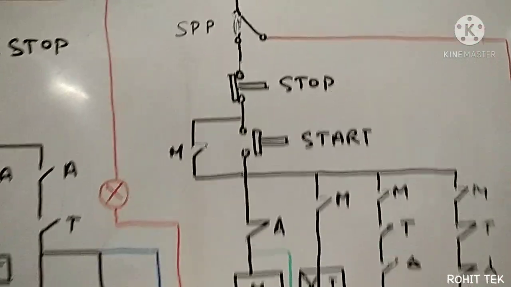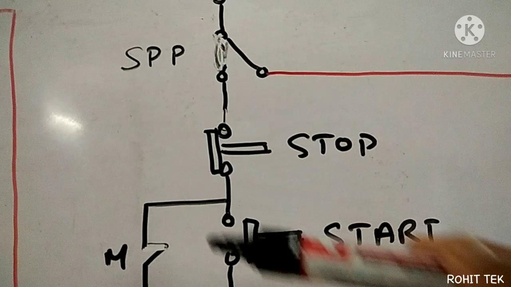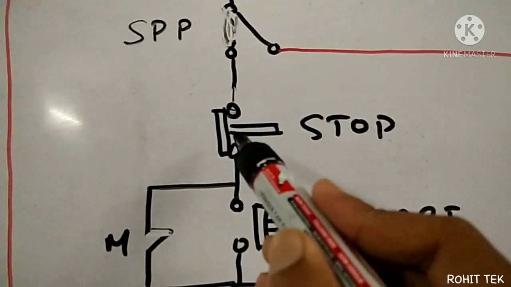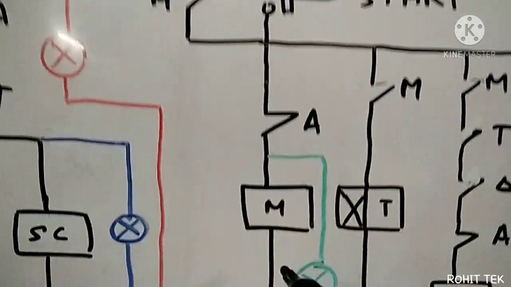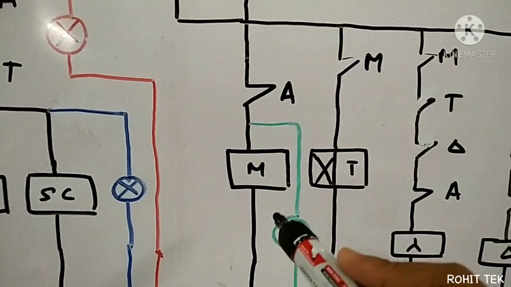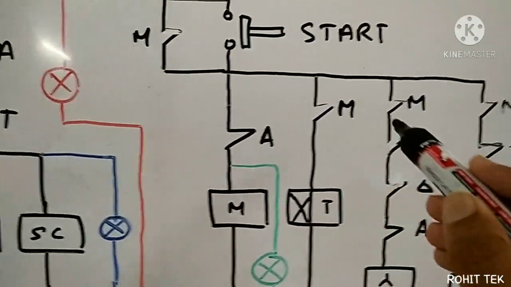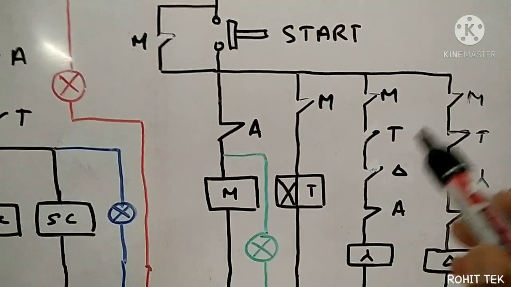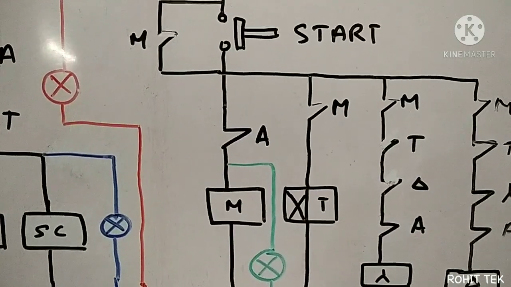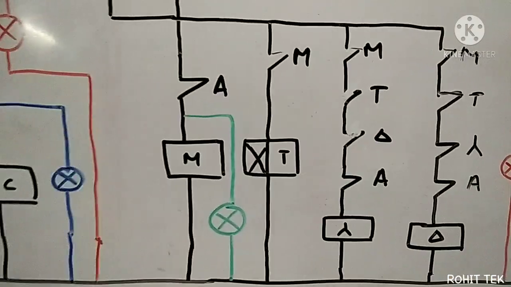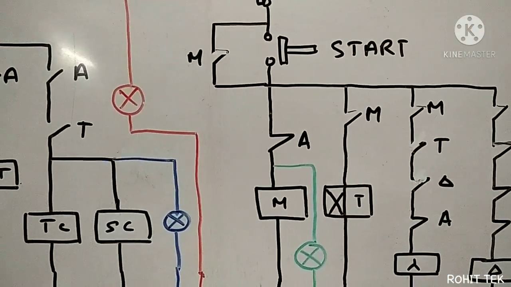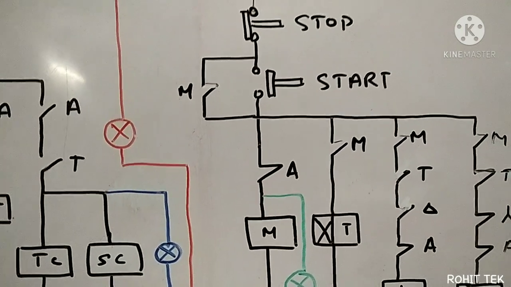Okay, and if I press this stop push button, what will happen? This circuit will get disconnected and eventually this main contactor will get disconnected and all its contacts will come back to their original condition. Means this will again become NO, and all the contactors will get de-energized and the motor will stop. This is the operation.